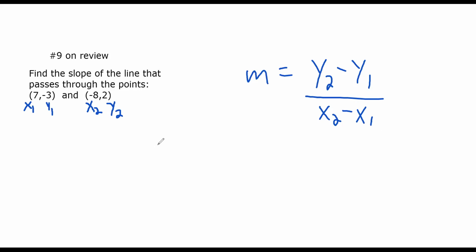And so now we're going to plug the right thing in. y2 is 2 minus, now y1 is negative 3. Here's a mistake I see all the time. No, you are subtracting here. If you are subtracting a negative number, then so be it. Subtract the negative number.